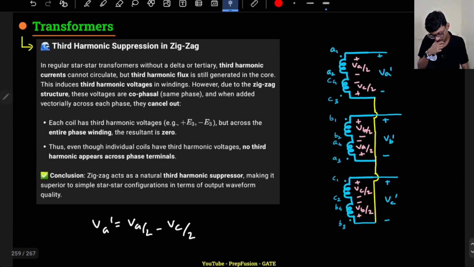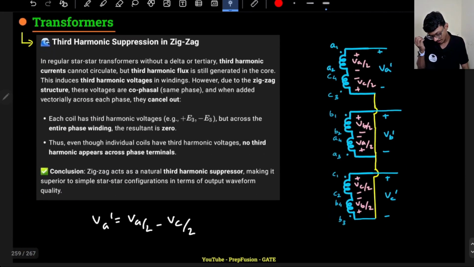Okay, so the last thing is about zigzag. In regular star-star connected transformers without delta or tertiary, third harmonic currents cannot circulate, but third harmonic flux is generated in the core. This induces third harmonic voltages in the windings. However, if I connect this star-star in zigzag, due to the zigzag structure these voltages are co-phasal, same phase. When subtracted, they cancel out.